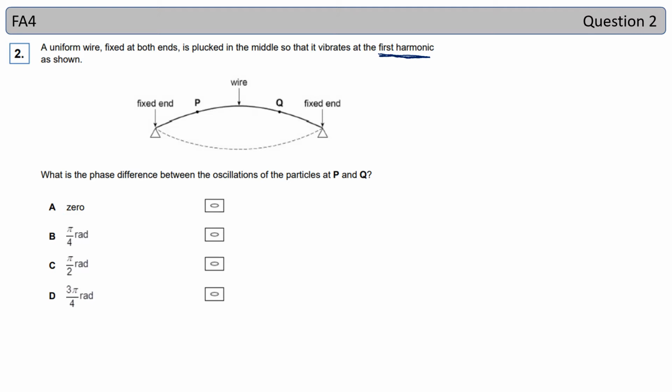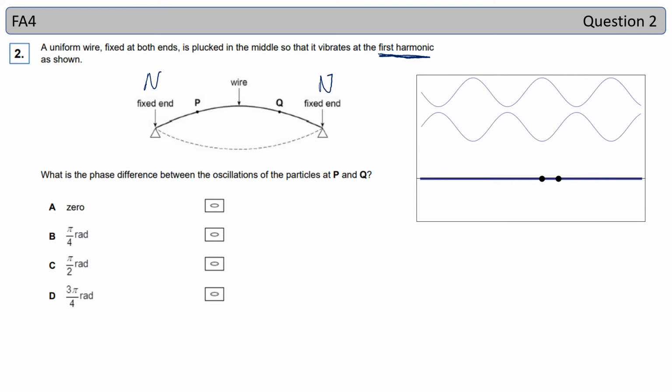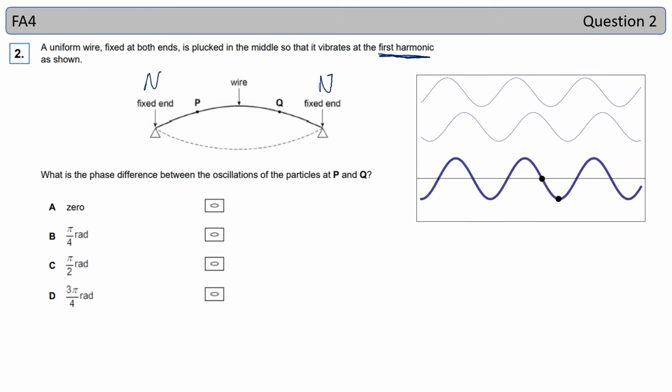Now, the important thing to remember about stationary waves is that between two nodes, and here the fixed ends are acting as the nodes, which are points of no displacement, every particle is going to be in phase. And conceptually this can be a little bit difficult to think about, so let's have a quick look at a picture. So in this animation you can see we have two waves.